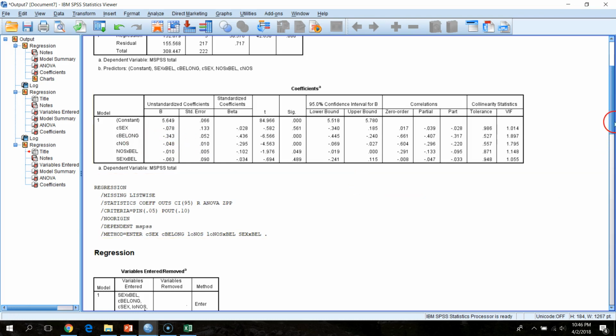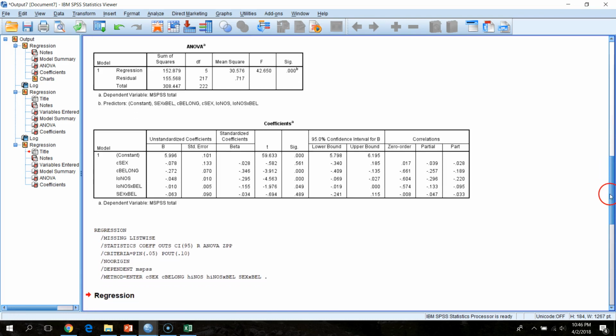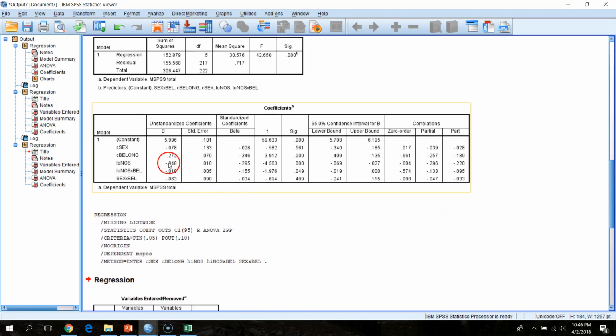In my base model, the conditional effect of belonging on MSPSS at average levels of NOS, because NOS was centered, was 0.343. If we go down through and take a look now, we see that my conditional effect of belonging on MSPSS total is negative 0.272, and that's statistically significant. Here are my part and partial correlations that I can use as effect sizes.